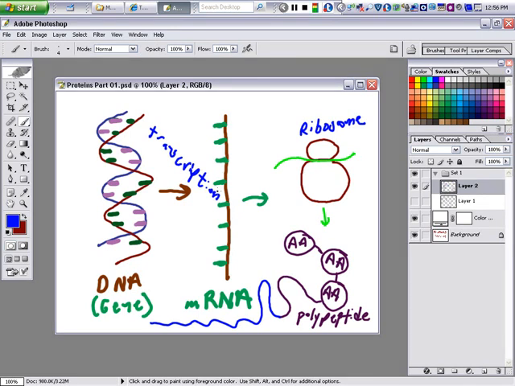What if you have messenger RNA, but you want to turn that messenger RNA into a polypeptide, putting amino acids together to make a polypeptide? What's the name of that process when you go from messenger RNA to a polypeptide? Translation. Very good, you all. Very good.